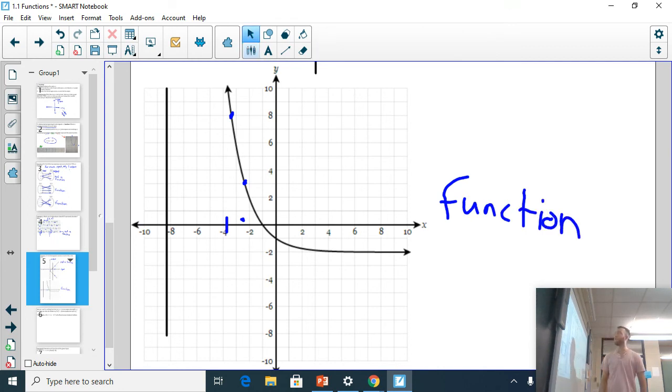And that's going to end it for our definition of a function and determining if different representations are functions or not.